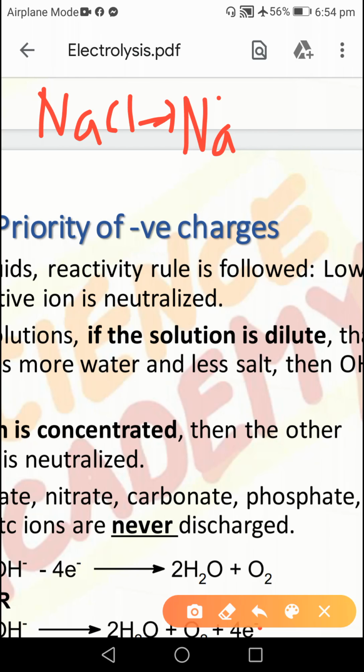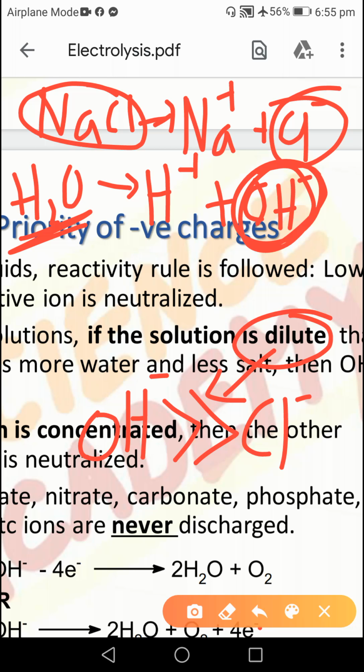At the same time, water molecules will also get broken down into H plus and OH minus. Now if you say that the solution is dilute, that means there is a lot of water but a small amount of salt, so you will get a small amount of this ion but a large amount of OH ion. So in this dilute solution, the concentration or the amount of hydroxide ion will be much greater than the concentration or the amount of chloride ions.